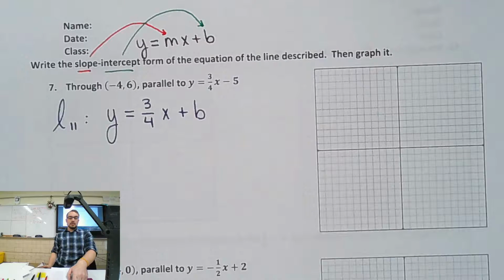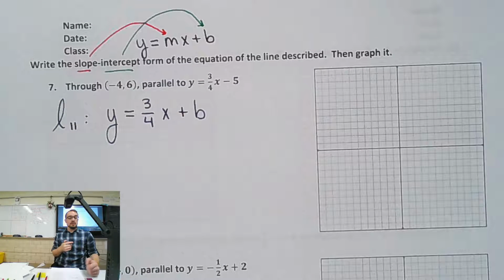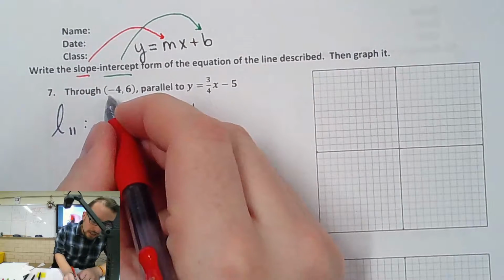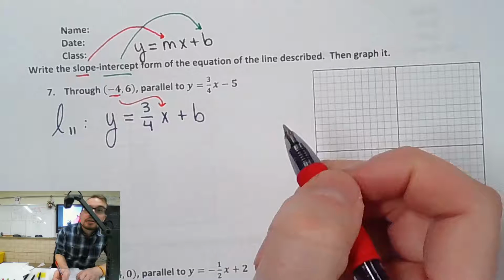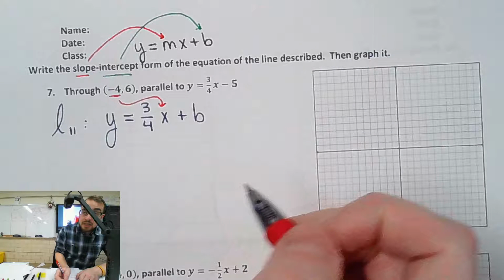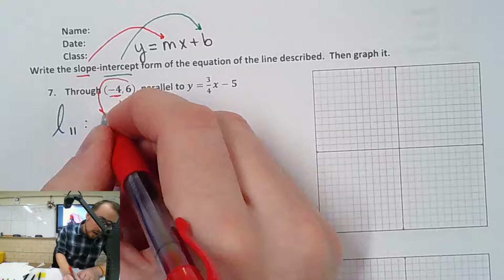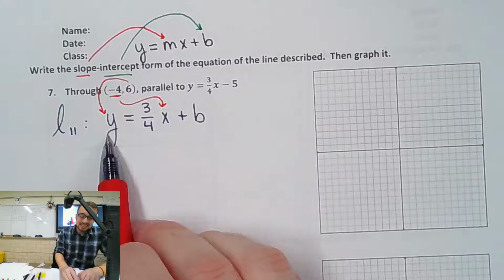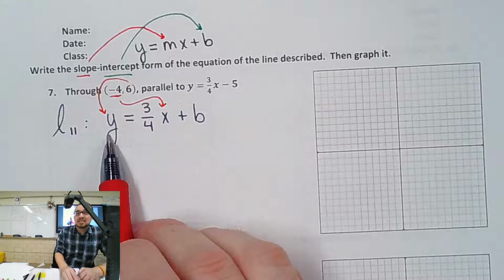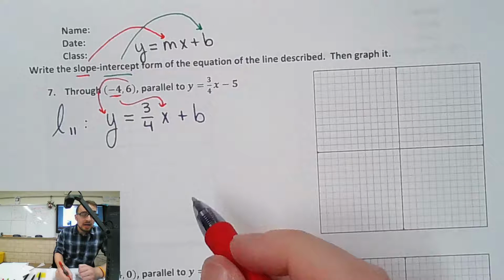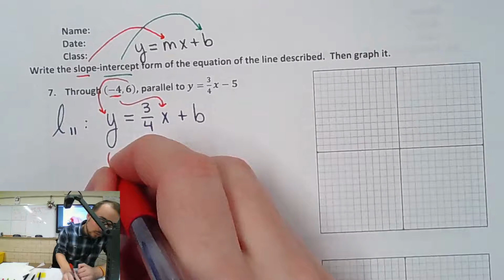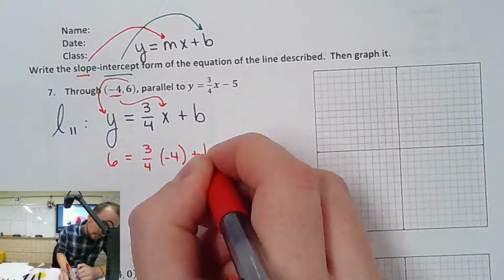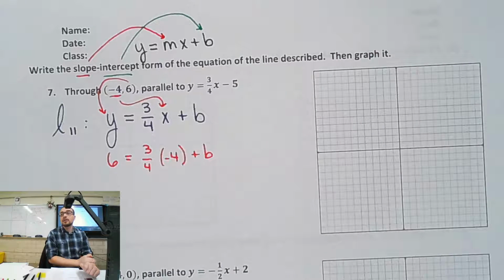Now, for a point to be on the line, it means that that point is a solution of the equation. Meaning that when we plug in -4 for x, the equation for that line should also get us 6 for y. So what does b have to be so that when we plug in -4, we get 6? That's the question we're asking. To figure that out, we can just plug in 6 for y and -4 for x. And then we can figure out what the y-intercept has to be.